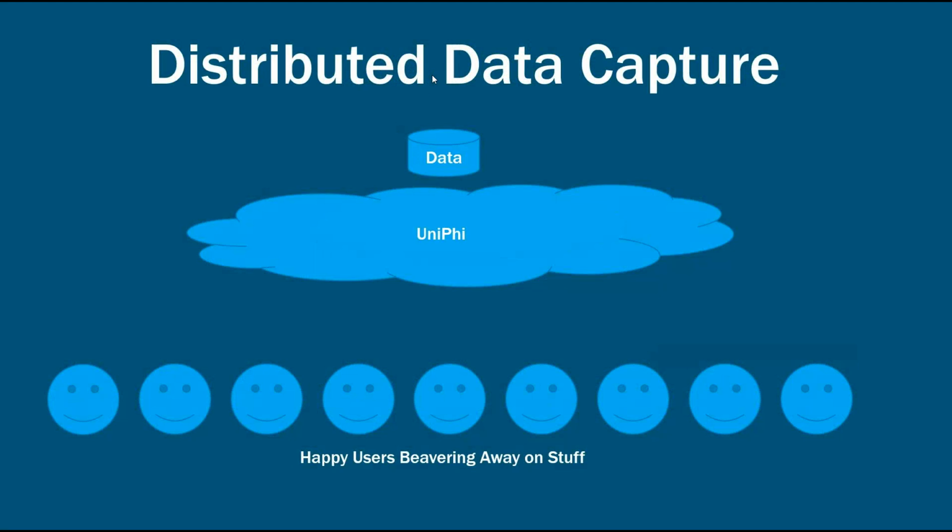So in this diagram, you've got many happy users beavering away on their stuff on a daily basis. Because UniPhi is so broad in its functionality, that could be anything from logging an issue to raising an invoice, to doing a timesheet, to creating a contract and everything in between. That information goes up into the cloud and into that big database that we had on the previous slide. Over time, you can generate quite a lot of information.